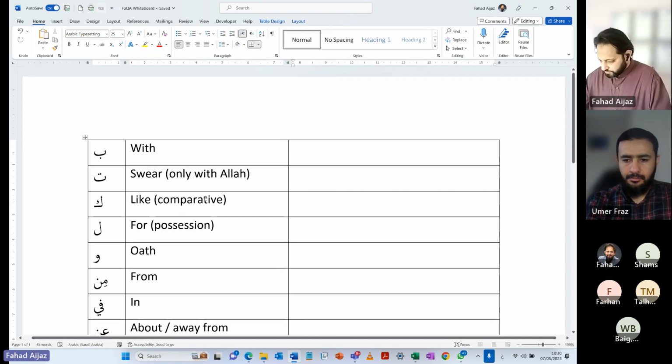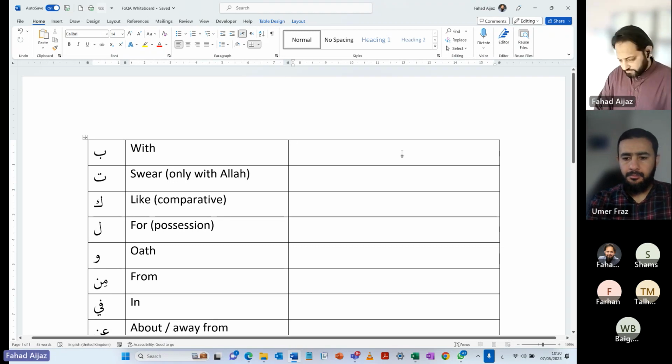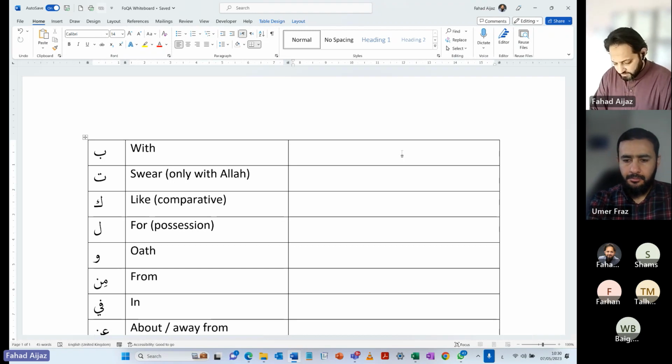Okay. Maybe where I can remember, I will give you some examples. Otherwise, I will go and find some. We'll find some in Quran. Okay. So this is, I think, pretty simple.